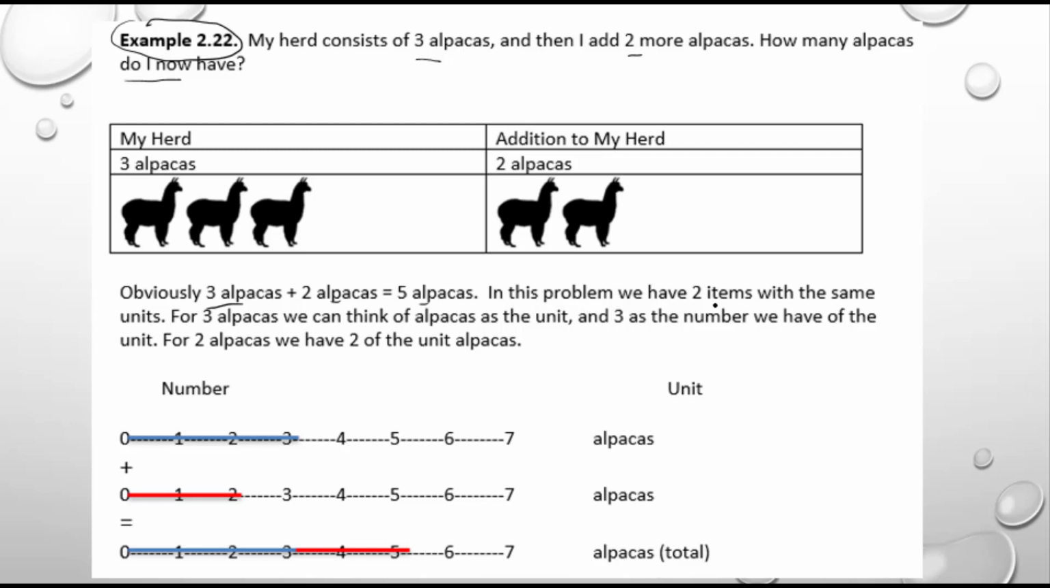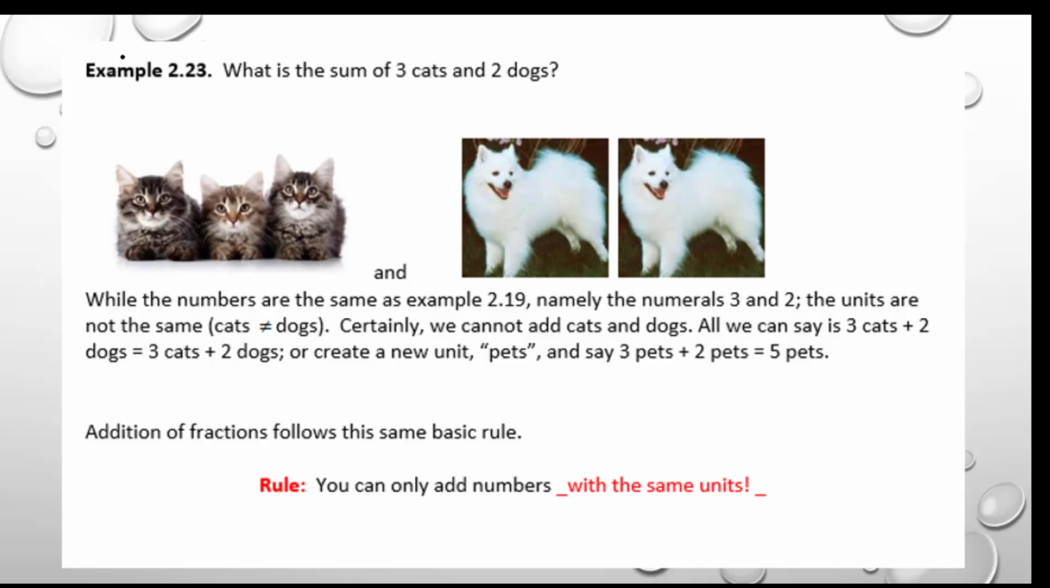In this problem, we have 2 items with the same unit, specifically alpacas. That's what they are. So we can add them. And here's just an example of how we're going to use our number lines. We have 3 alpacas. I add 2 more, and I get a total of 5 alpacas. Again, this is for the reading, but this is actually an extremely important one to go over.